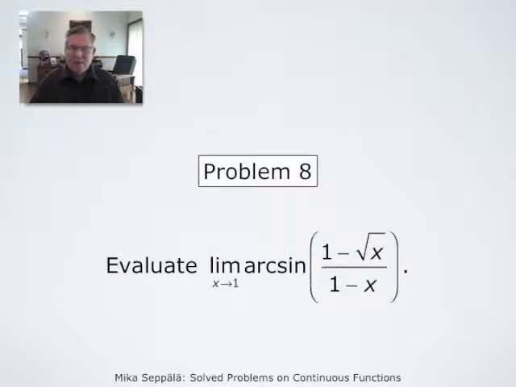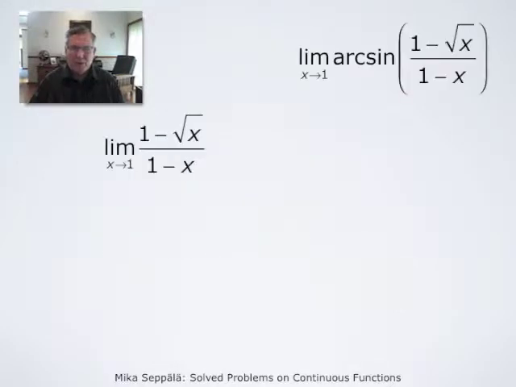In problem 8, we have to evaluate the limit as x approaches 1 of arcsine of (1 minus square root of x) divided by (1 minus x). We start by looking at the argument of arcsine. (1 minus square root of x) divided by (1 minus x) takes the value 0 divided by 0 when x is 1. Therefore, we must perform a rewriting in order to understand what the limit might be.